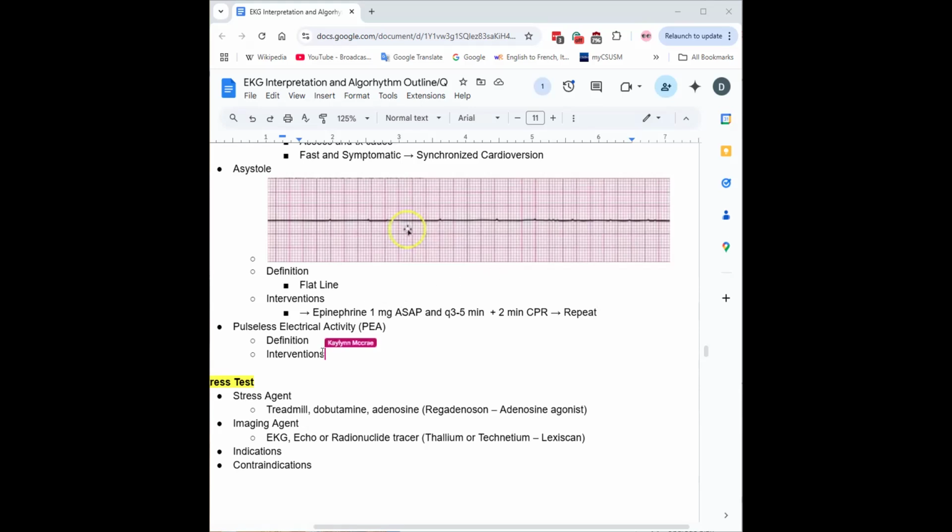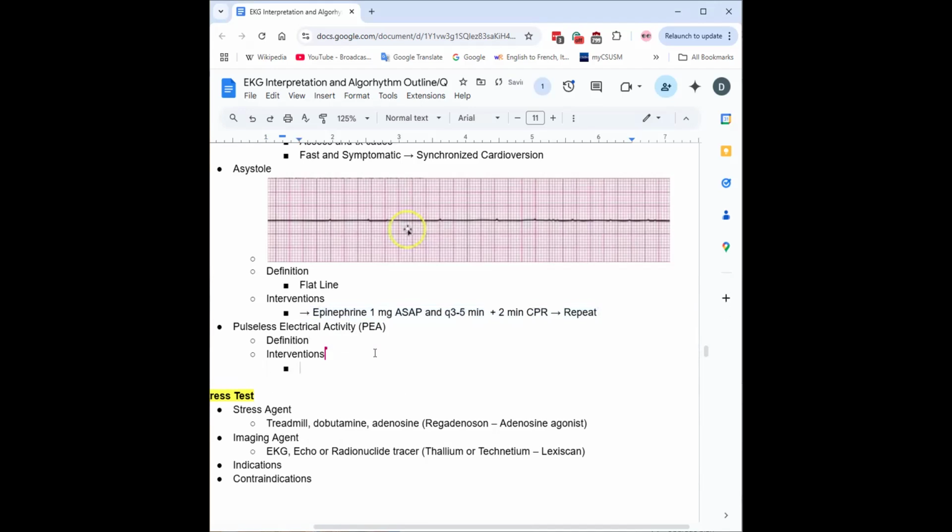Awesome. And then lastly, there's PEA, which is essentially the exact same interventions. But what is the definition of pulseless electrical activity?